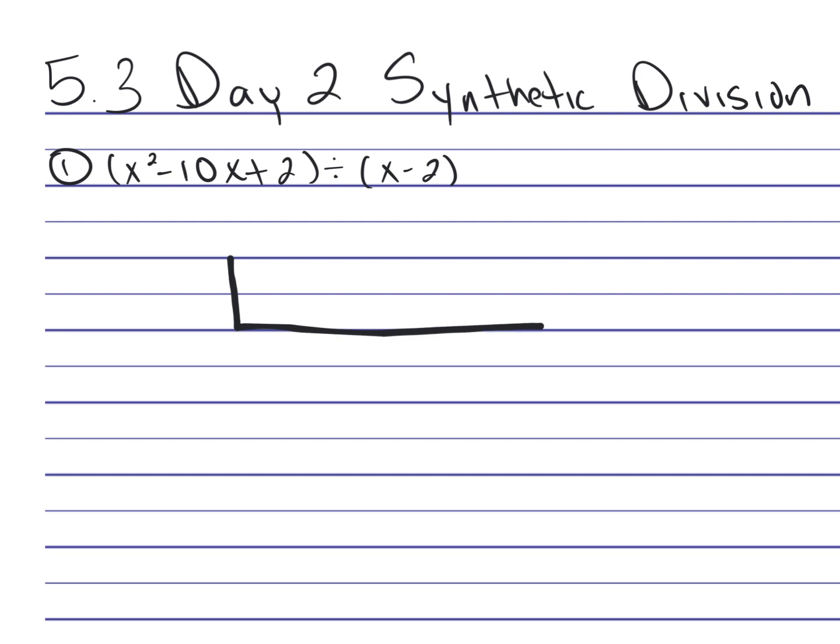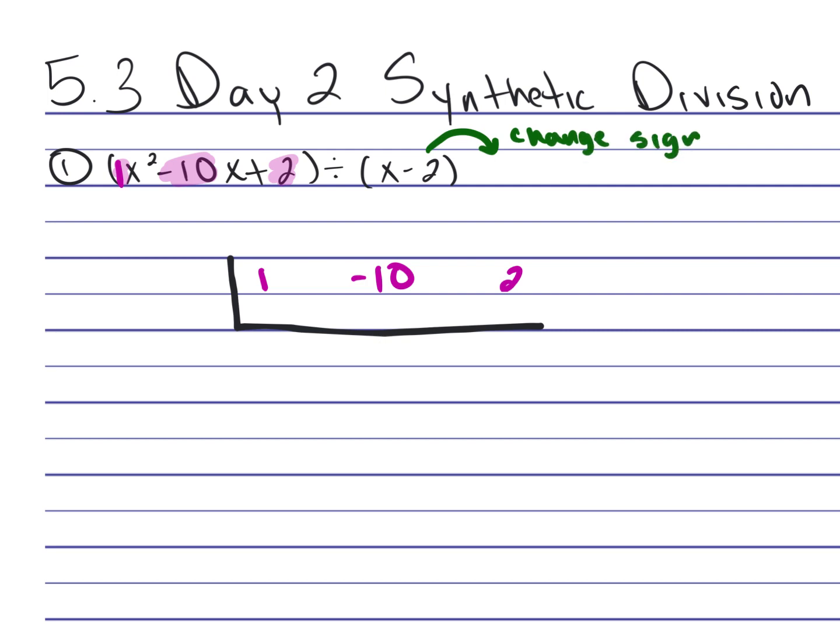Inside the house, we're going to use the coefficients of whatever we're dividing. In this case, the x squared, the 10, and the 2. But only the numbers. Coefficients are just the numbers: 1, -10, and 2. Outside of the house, we call this a house because here we need a house number at the front. The house number comes from my divisor, whatever I'm dividing by, but we always have to change the sign.